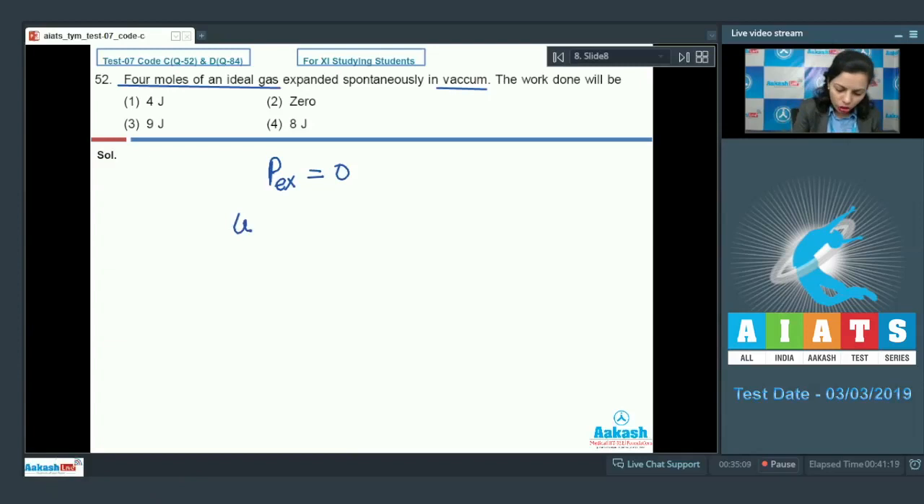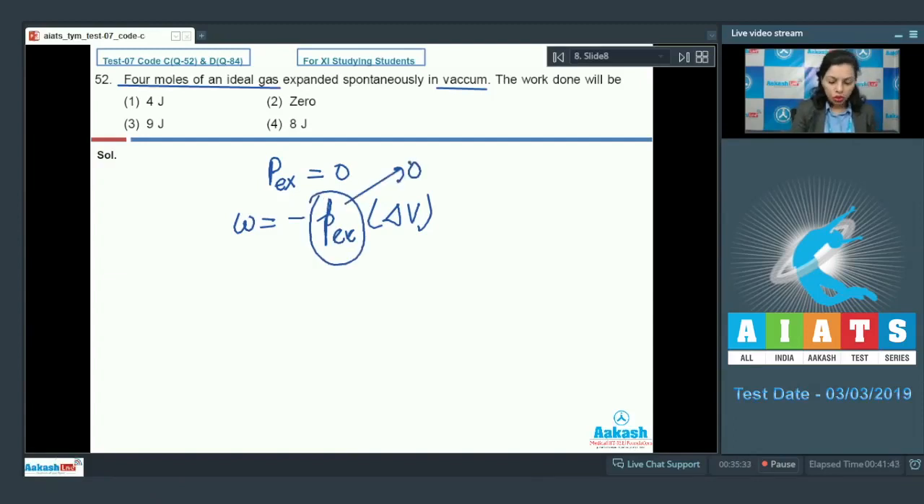And we know that work done is equal to negative P external delta V, the simple case, and P external, this whole value, is 0. So definitely this work done would become 0. So which answer should be correct?